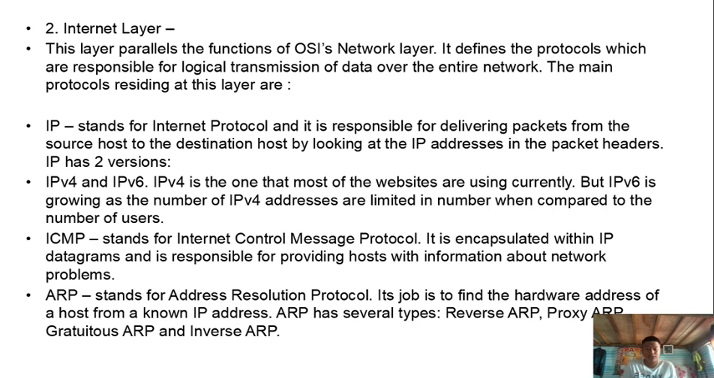ICMP stands for Internet Control Message Protocol. It is encapsulated within an IP datagram and is responsible for providing hosts with information about network problems. ARP stands for Address Resolution Protocol. Its job is to find the hardware address of a host from a known IP address. ARP has several types: reverse ARP, proxy ARP, gratuitous ARP, and inverse ARP.